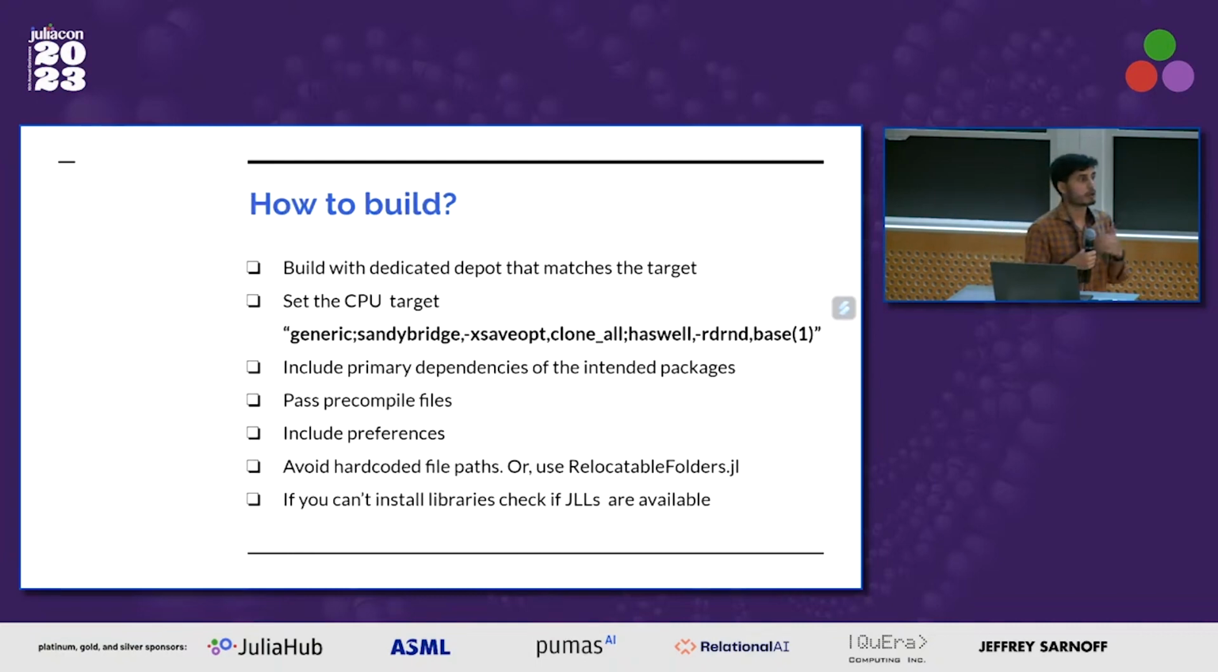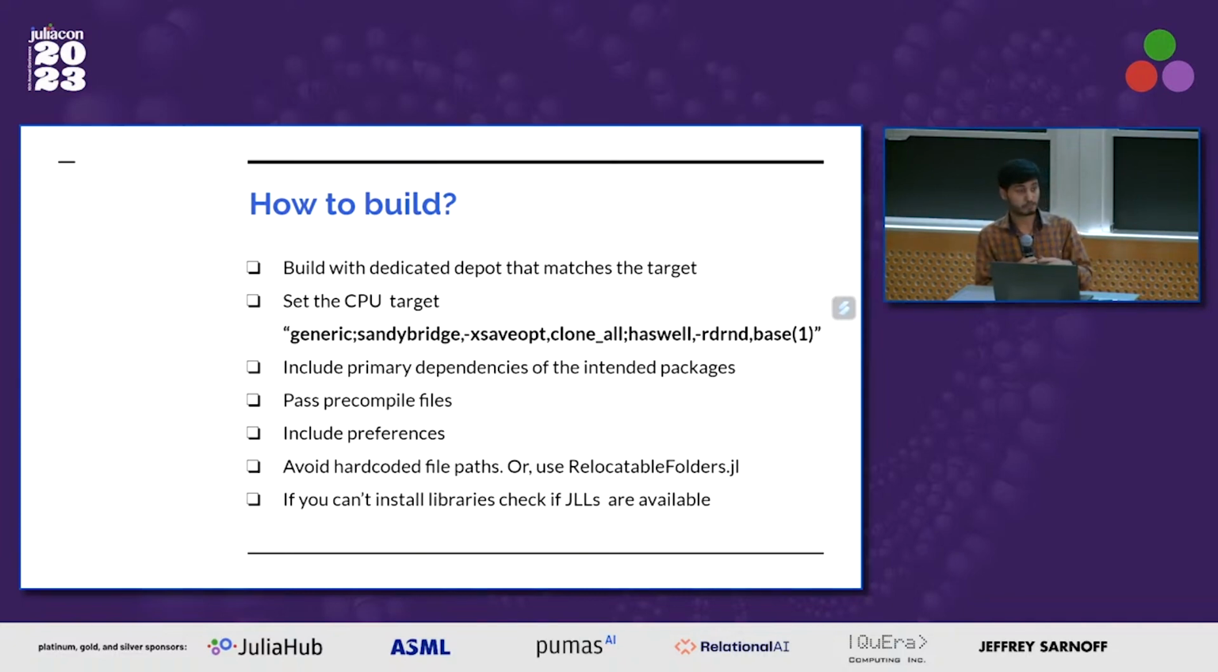And how do we go about building a system image that is mostly relocatable? So start with a dedicated depot whose path should match the target machine. This avoids all the require errors that you would get at startup, which would also hurt the startup time. And then set the CPU target. This is the one that Julia binaries are built with for the x86 architecture. This covers most of the CPU targets there are.